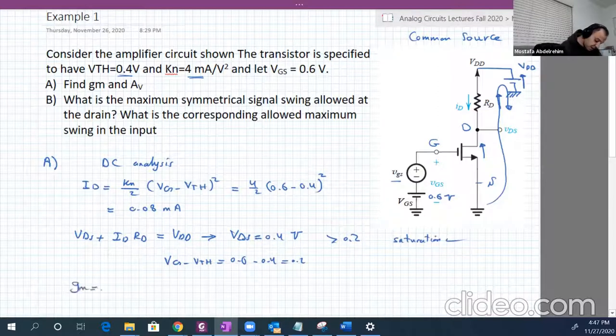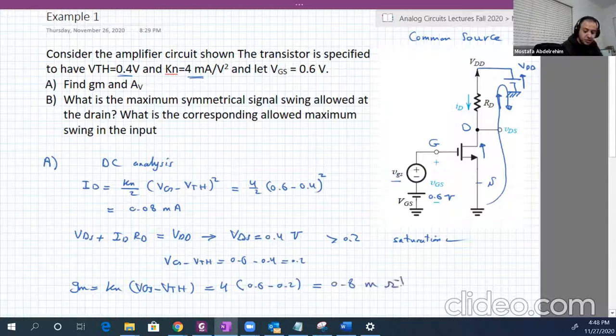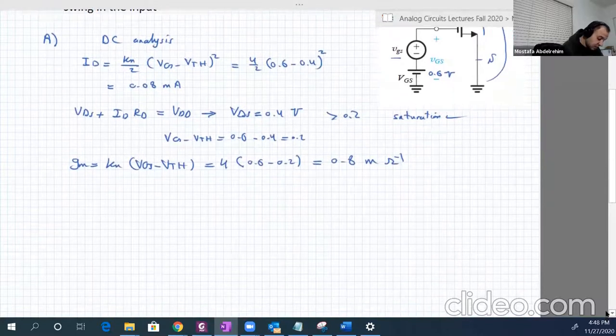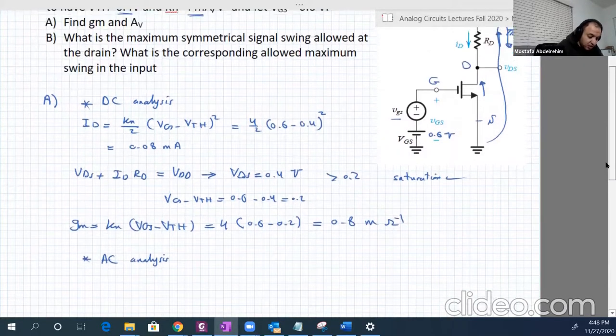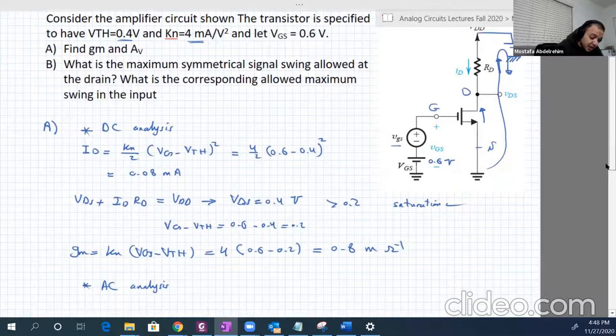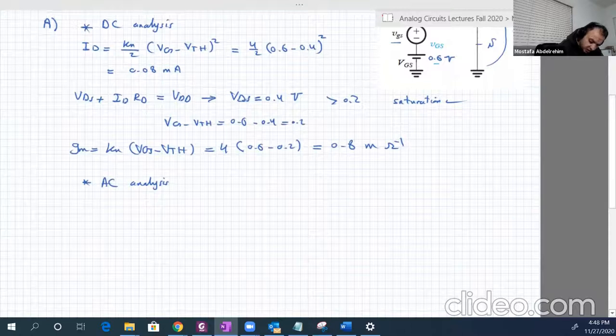Now gm basically is Kn times (VGS minus V threshold). Kn is 4 milliampere per square volt, VGS is 0.6 and V threshold is 0.4, so the difference is 0.2. So this is basically 0.8 milliohm to the minus 1. Then we go to the AC analysis and find all the AC parameters. In AC, we're going to cancel all the DC sources, which are two sources, VDD and VGS. So we'll end up with that circuit here.